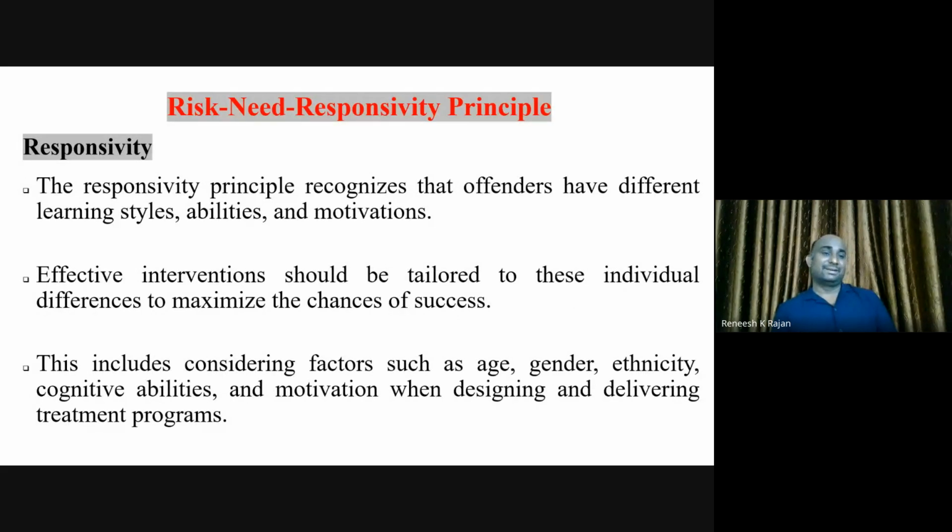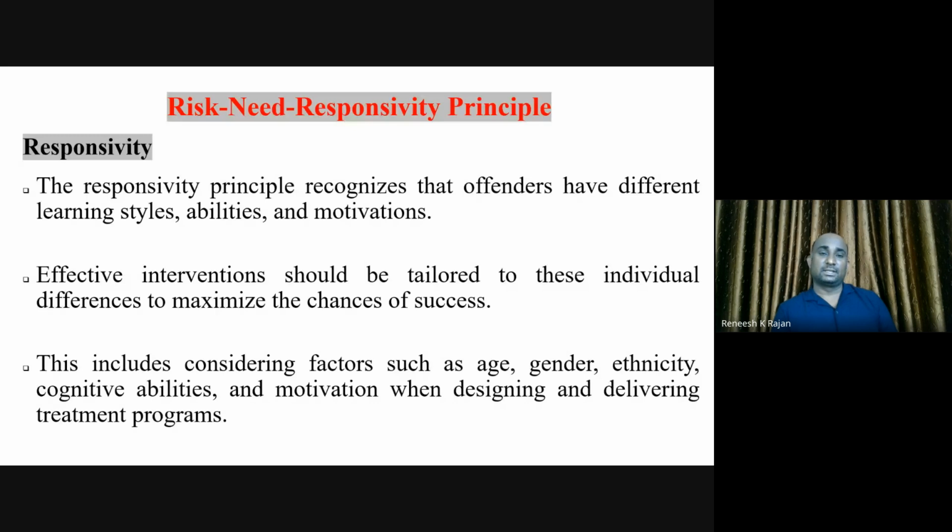So in risk, need, responsivity, the first one is risk, the likelihood of a person committing further offenses. Need is nothing but the crime causing factor, and responsivity is the next one. The responsivity principle recognizes that offenders have different learning styles, abilities, and motivations. So effective intervention should be tailored to these individual differences to maximize the chance of success. This includes considering factors such as age, gender, ethnicity, cognitive abilities, and motivation when designing and delivering treatment programs.